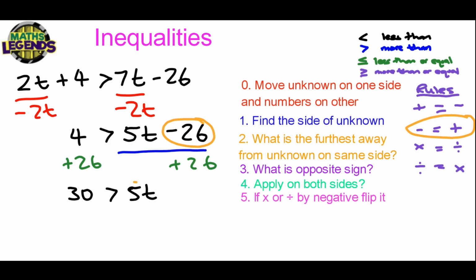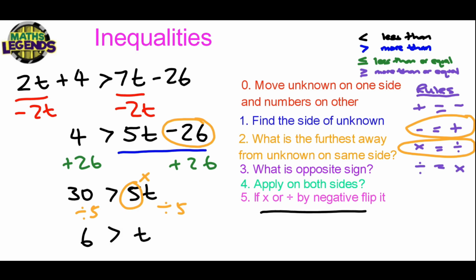Now we need to get rid of the 5, which is multiplying the t. So we're going to use this rule here. So we need to divide both sides by 5. And we simplify it. So 30 divided by 5 is 6, greater than, and 5 divided by 5 is 1, so that's just t. So 6 greater than t. Now notice we didn't change the sign, as we didn't divide or times by a negative throughout that question. Let's look at another example.